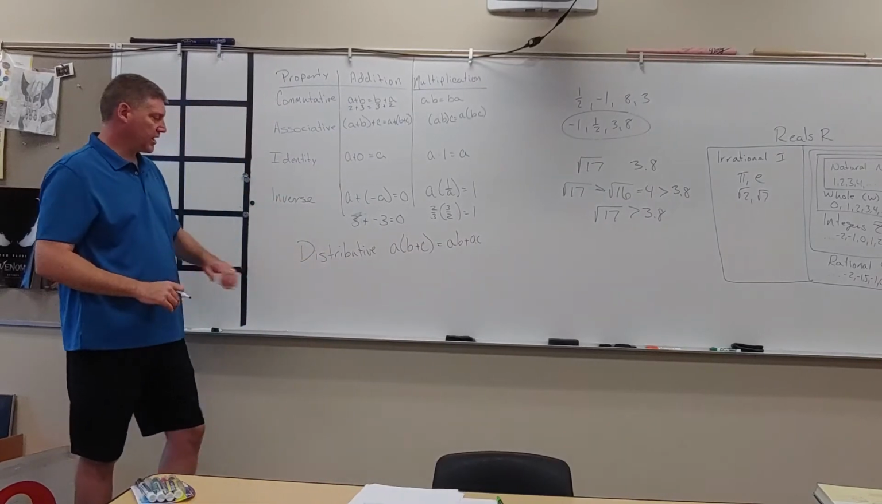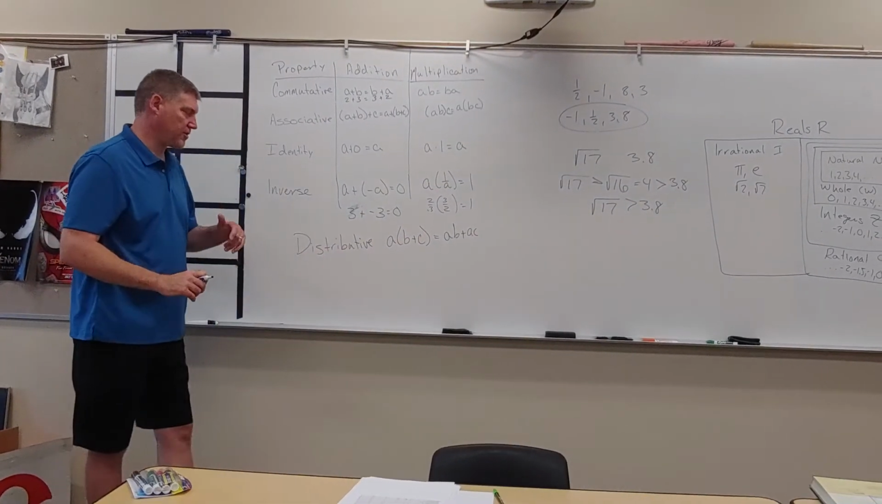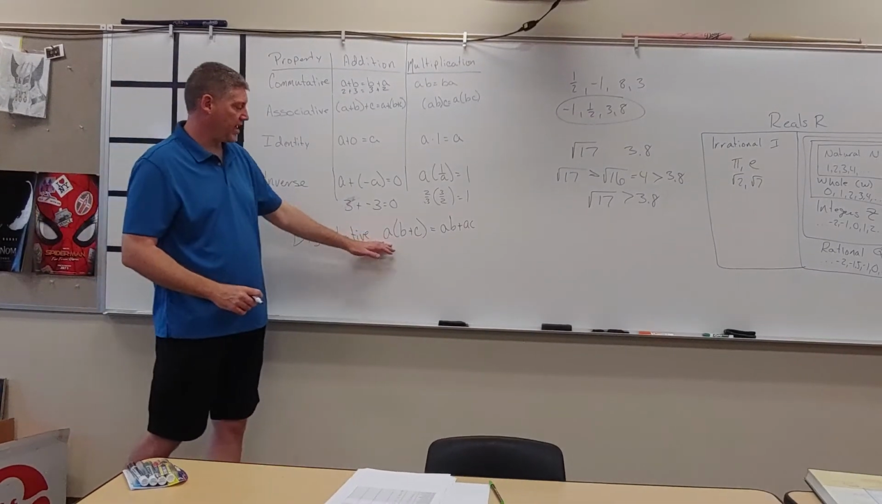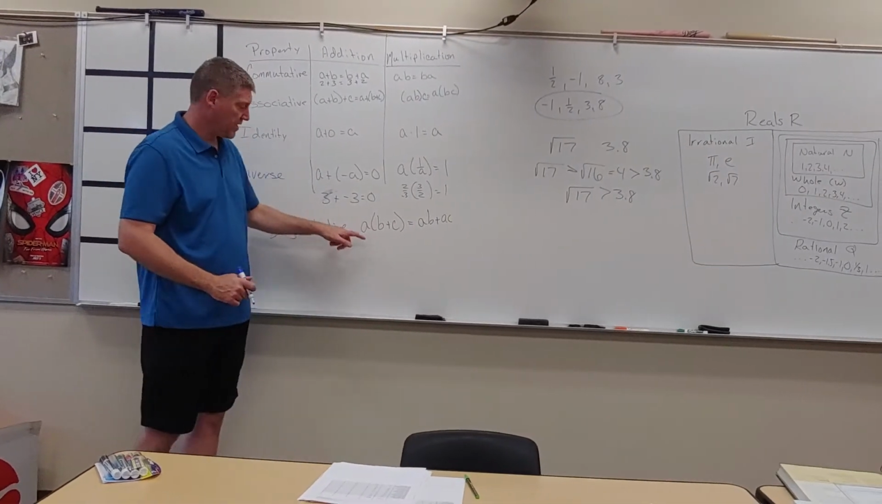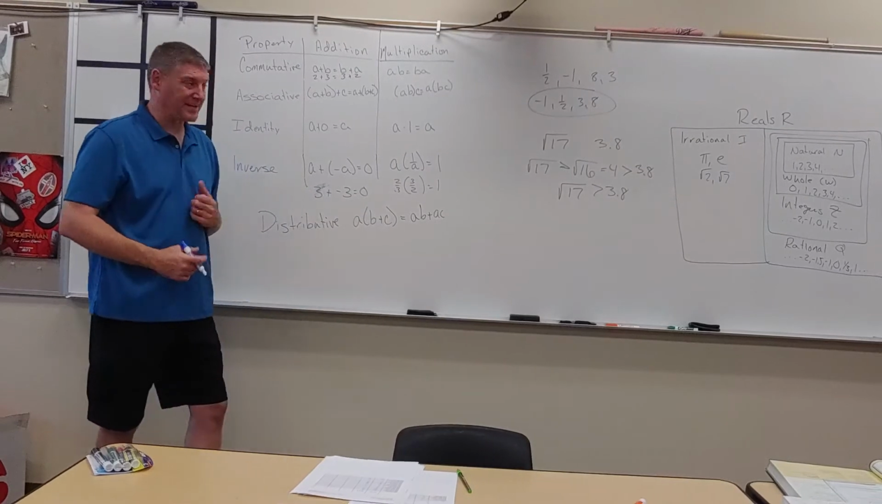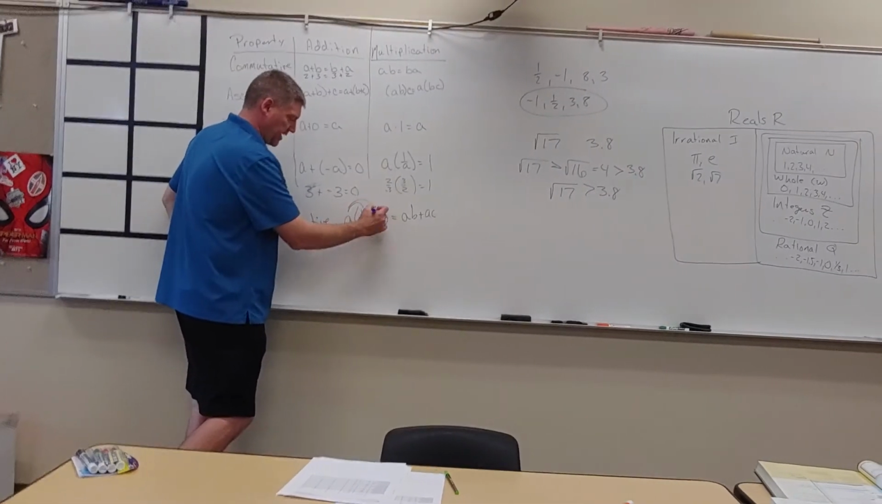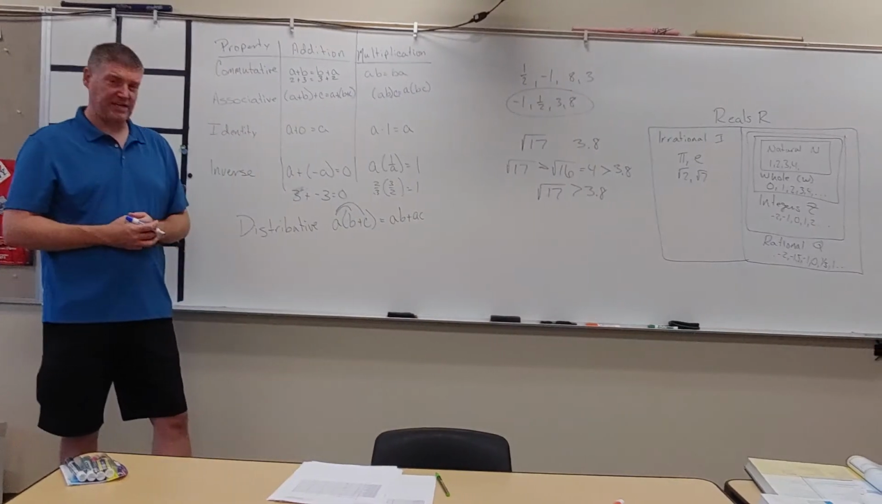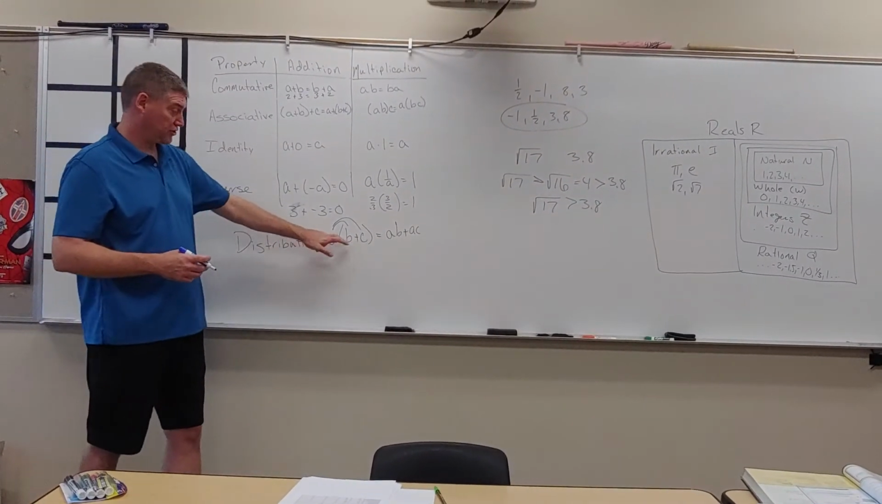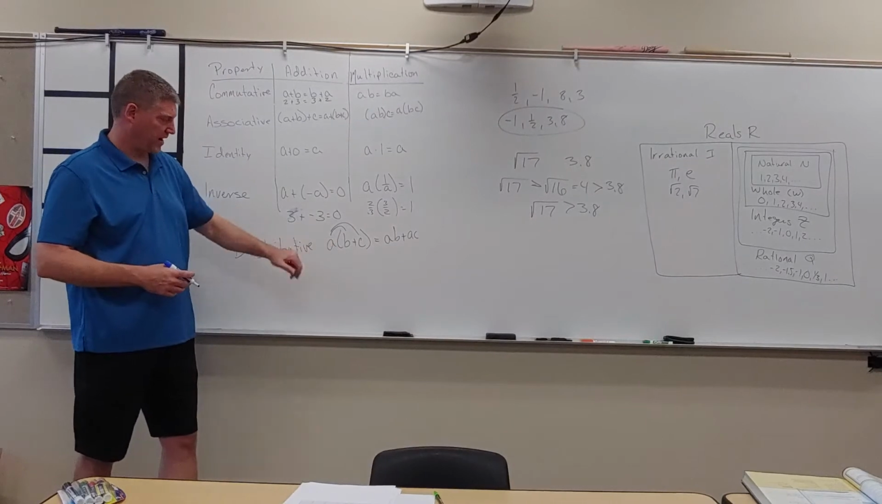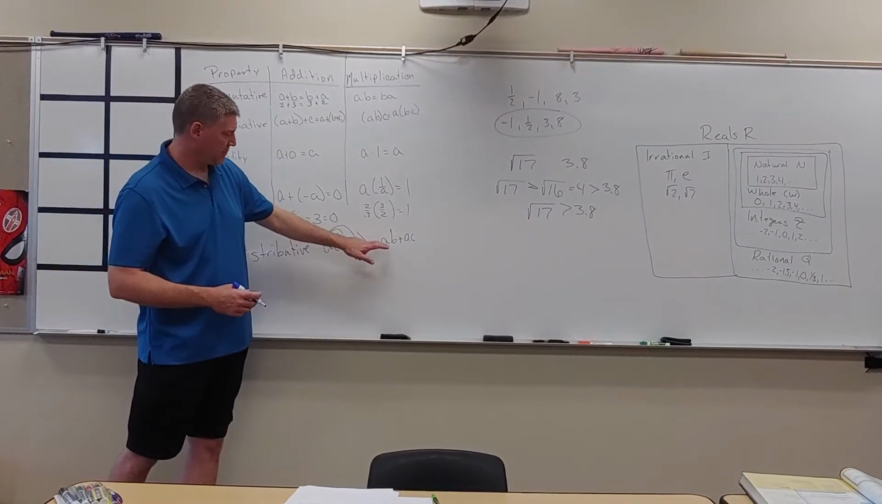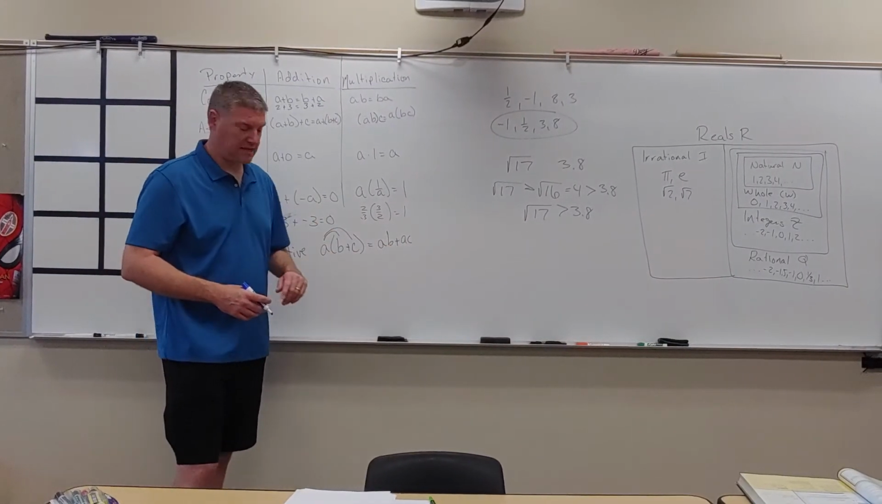The last one we're going to look at is the distributive property. Most of you are very familiar with this. If I have A times the quantity B plus C, this A multiplies each piece inside of that parentheses. So a lot of times you'll see me kind of go like this as a visual representation to show that I'm distributing A to both those values. So it becomes AB plus AC.